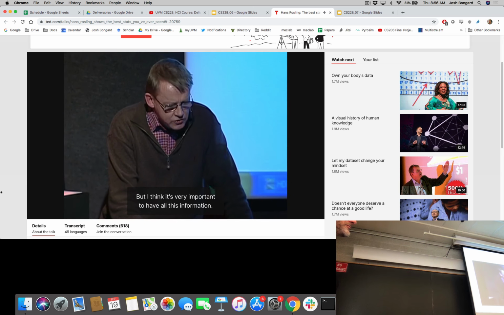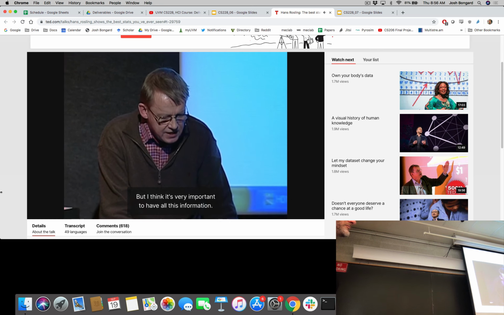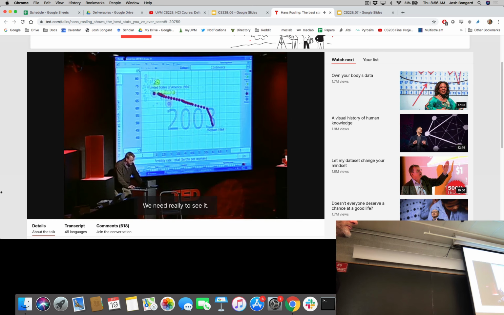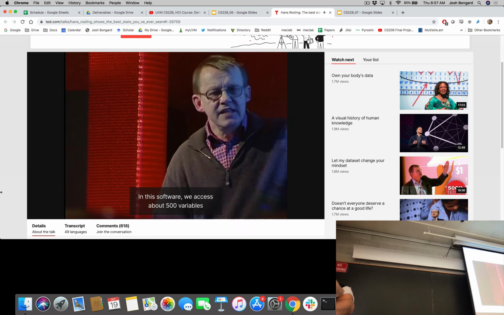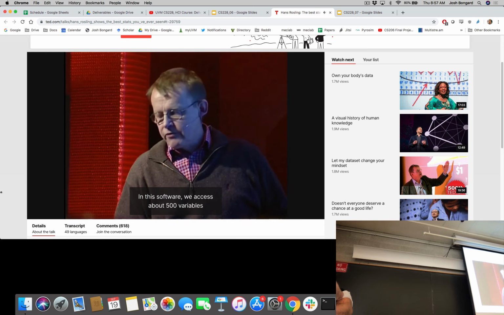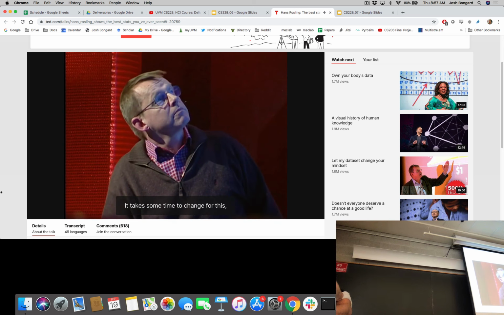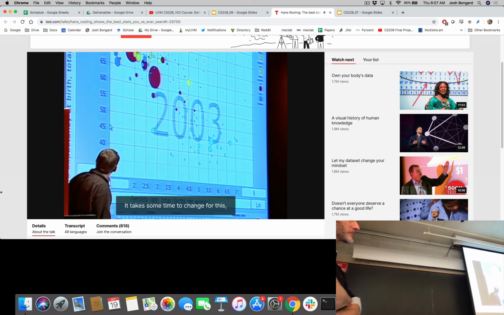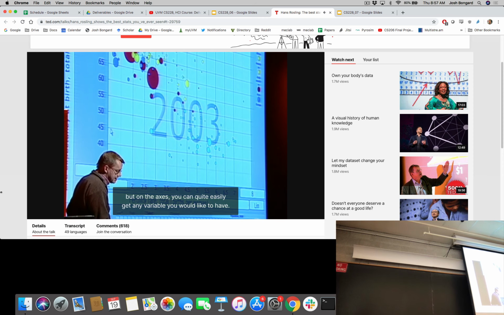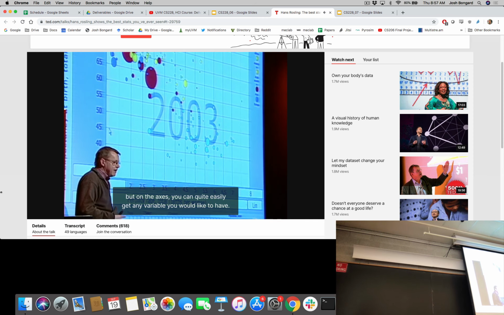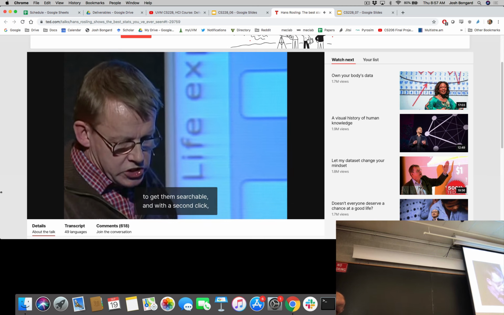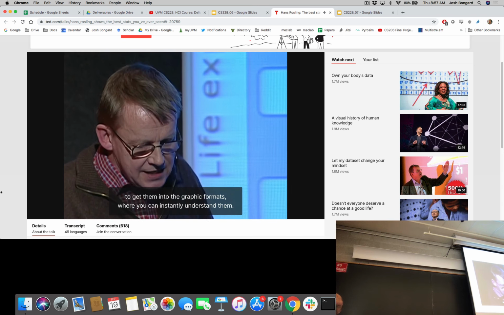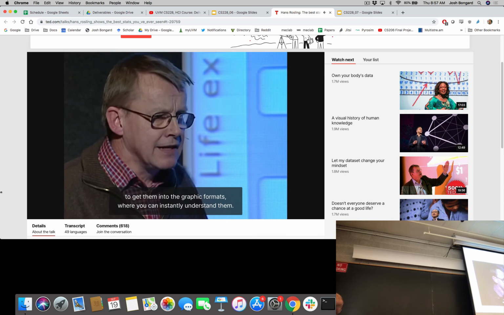But I think it's very important to have all this information. We need really to see it. And instead of looking at this, I would like to end up by showing the internet users per 1,000. In this software, we access about 500 variables from all the countries quite easily. It takes some time to change, but on the axes, you can quite easily get any variable you would like to have. And the thing would be to get the databases free, to get them searchable, and with a second click to get them into the graphic formats where you can instantly understand them.